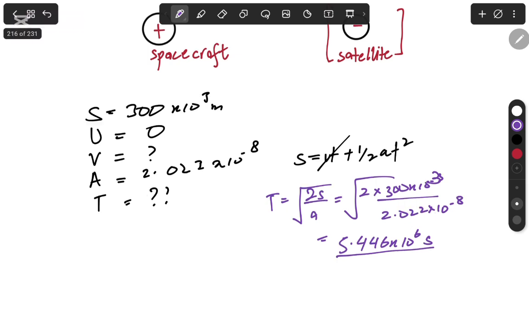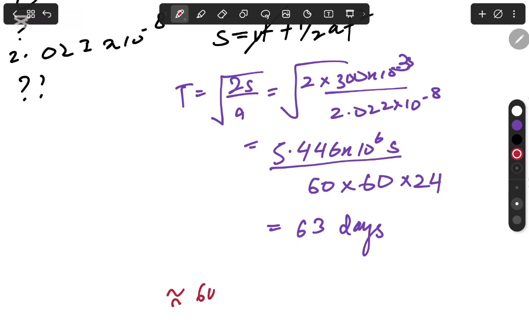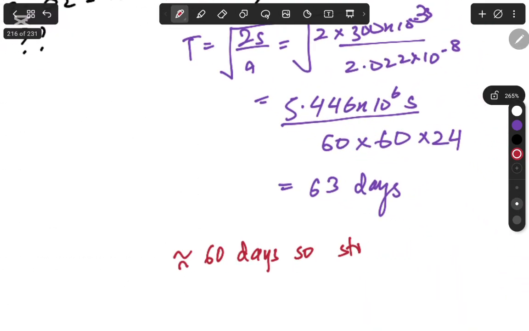I'm going to divide that by 60 to change it into minutes. Then I'm going to divide it by 60 again to change it into hours. And then I'm going to divide it by 24 to change it into days. So 60 times 24, and that's going to give me 63 days, which is approximately 60 days. So the student, or I'm not sure who said this, the scientist is correct.